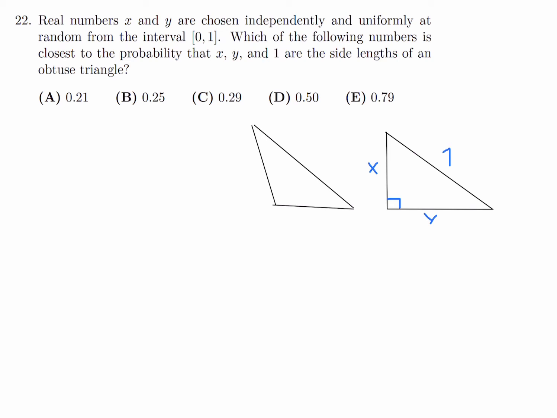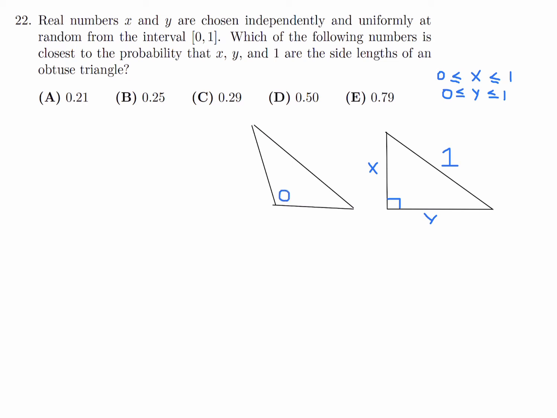The reason I'm confident that 1 is the hypotenuse and x and y are the legs is because x and y are chosen in this interval. So x and y are always going to be between 1 and 0. So at most, x can be 1. So x can never be greater than 1, and therefore the maximum value for the hypotenuse is 1. So that's why this is the scenario.